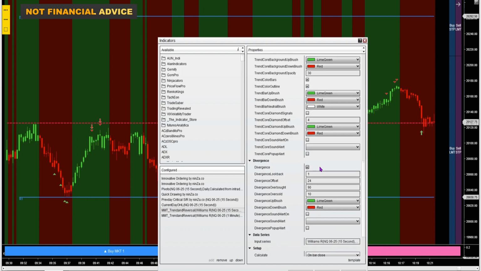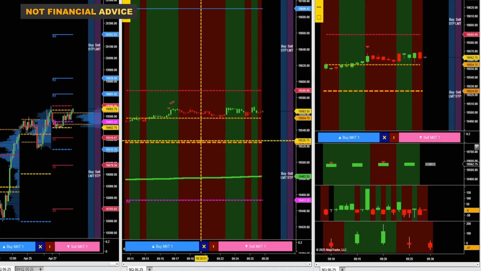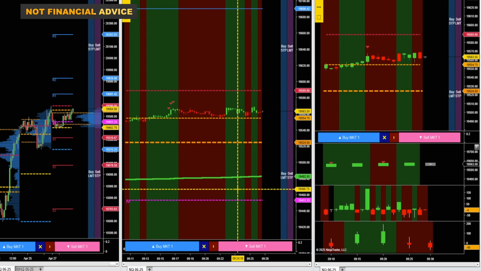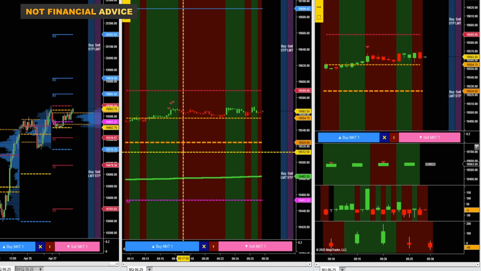Divergence is on, a look back of 1. Overbought, oversold of 90 and 10. Then I've got the Williams as my input series. I'm not using the trend flow in this instance. So let me show you how I use this 15-second scalping strategy in conjunction with some higher time frames.